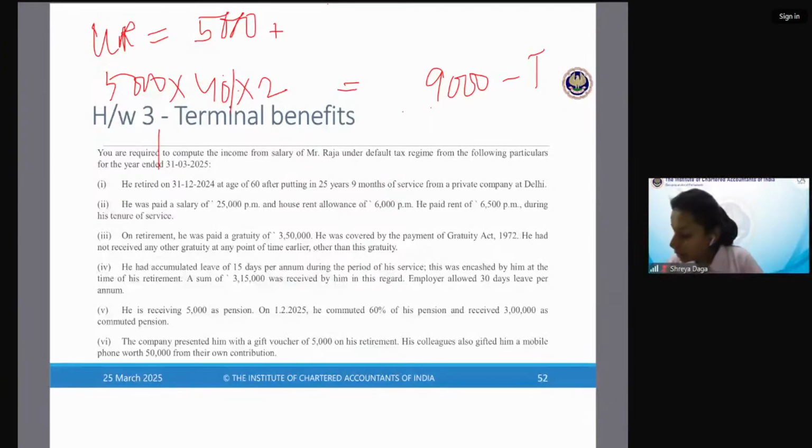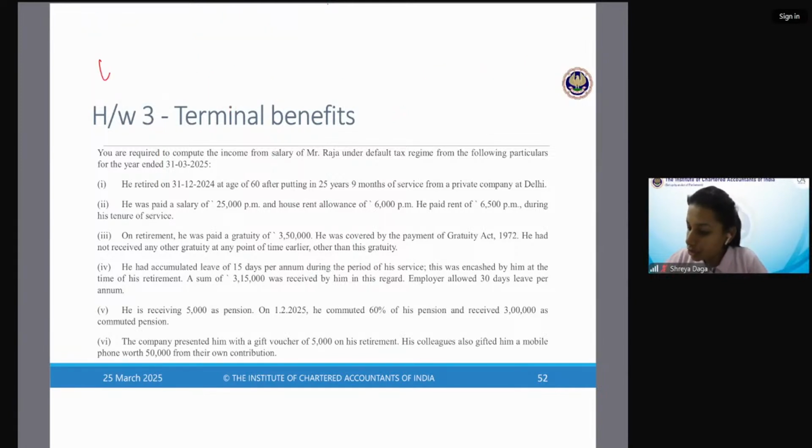Thereafter, let's go to the second part, which is uncommuted pension. Okay, let's do the commuted pension. For commuted pension, we have seen that it is 60% of his commuted pension received. First, we write in the outer column. That's going to be 60% of 5,000 into.